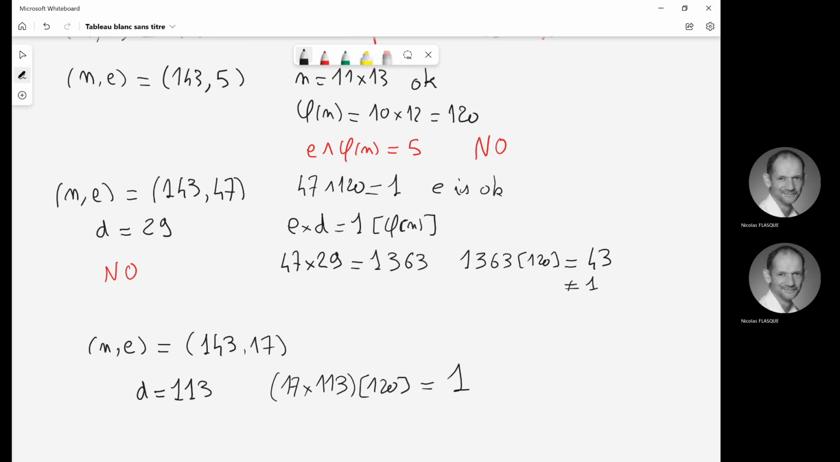So it's the definition of inverses. Here, n and e are okay, and from phi of n and e, the value of d is also correct.